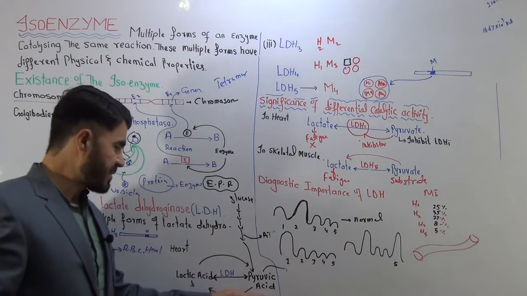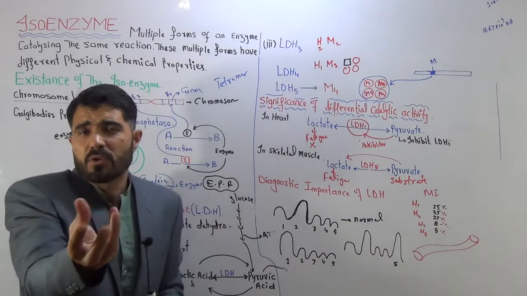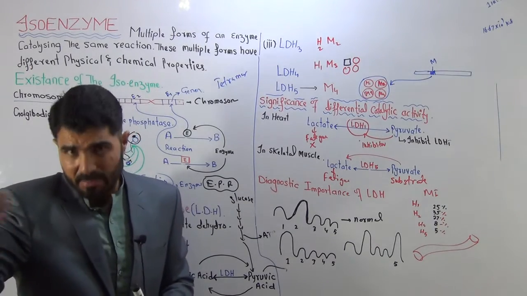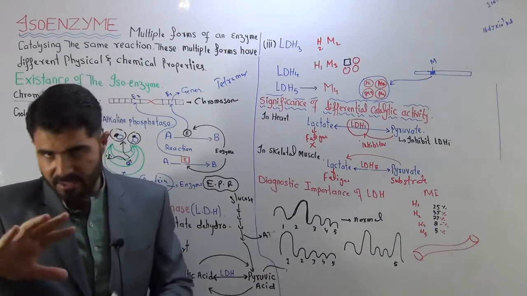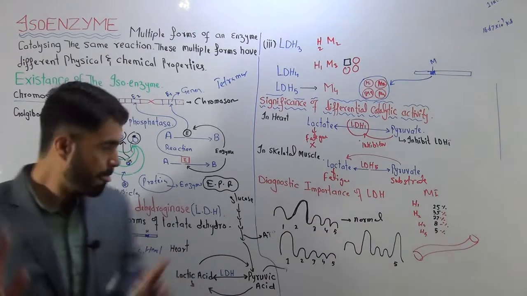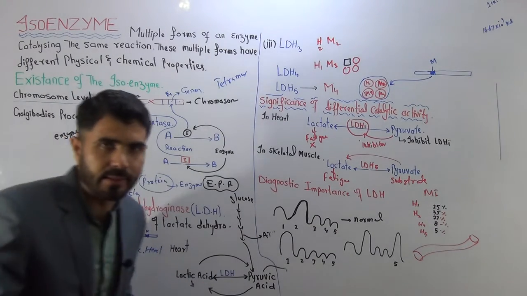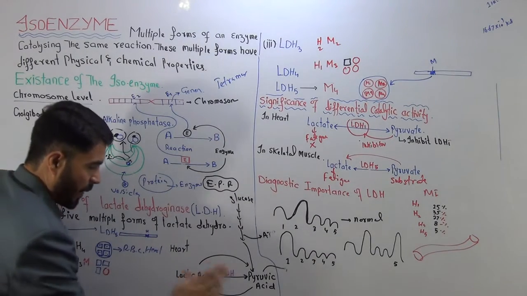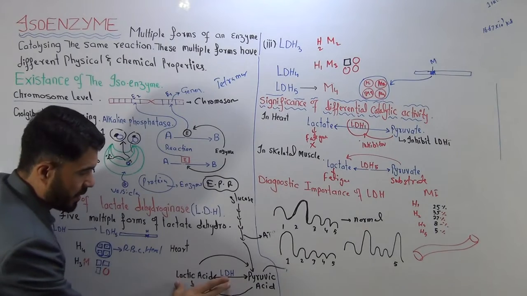And you know, pyruvic acid is the product of glucose metabolism, which provides us energy, Krebs cycle and so on. We will not discuss this in today's lecture. So this was just the simple role.